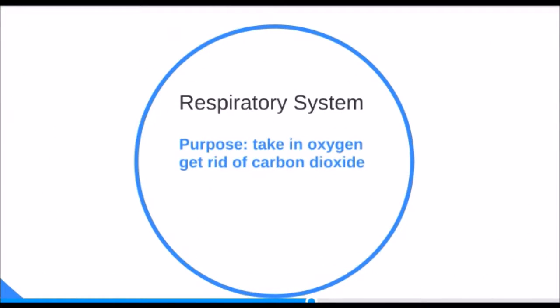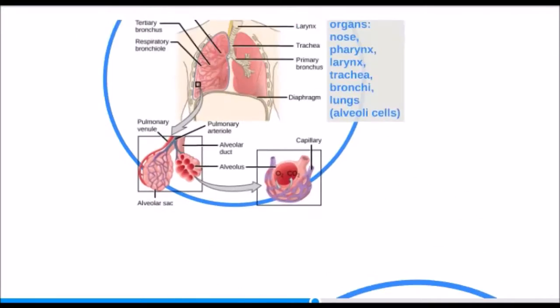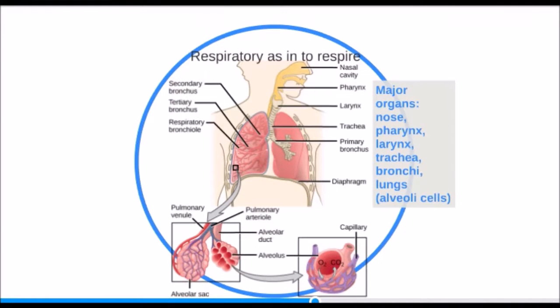All right, so the next system is our respiratory system. The purpose of that is to take in oxygen and get rid of waste product like carbon dioxide. When you're breathing, it's actually called respiring. Kind of sounds like you're sweating, but you're not. You're breathing. You're breathing air in and out. So a respiratory system is responsible for bringing oxygen into the body and then letting the waste product out of your body.